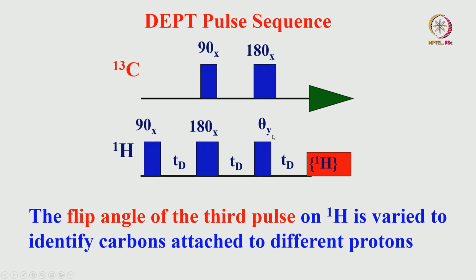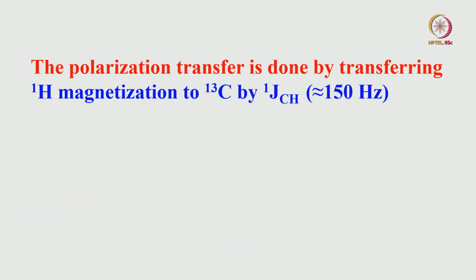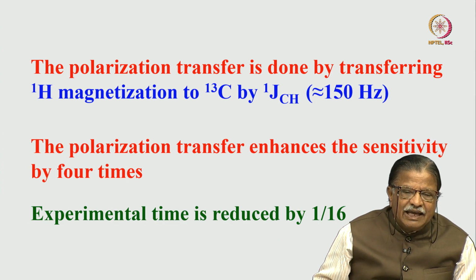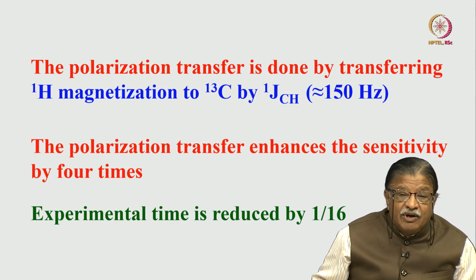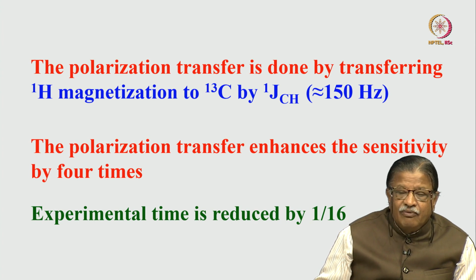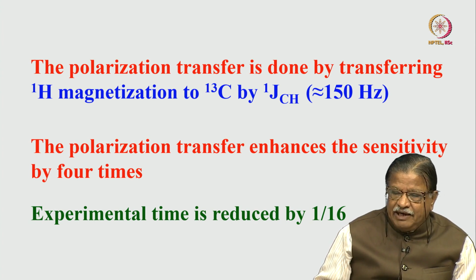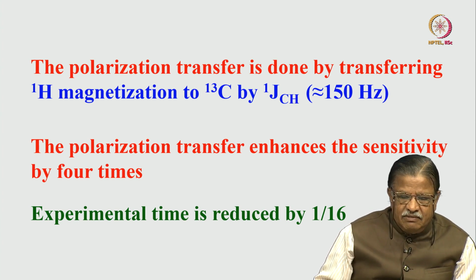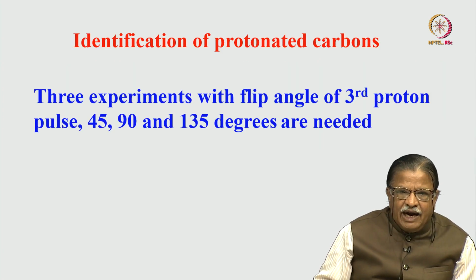This flip angle can be different; we can keep it constant and vary it. We can do the polarization transfer by transferring proton magnetization to carbon 13, and the advantage is that the experimental time is reduced by 1/16. Very interesting. If an experiment takes 16 hours, by using DEPT polarization transfer you can reduce it to 1 hour. A great reduction in experimental time. So, how do you identify the carbons?